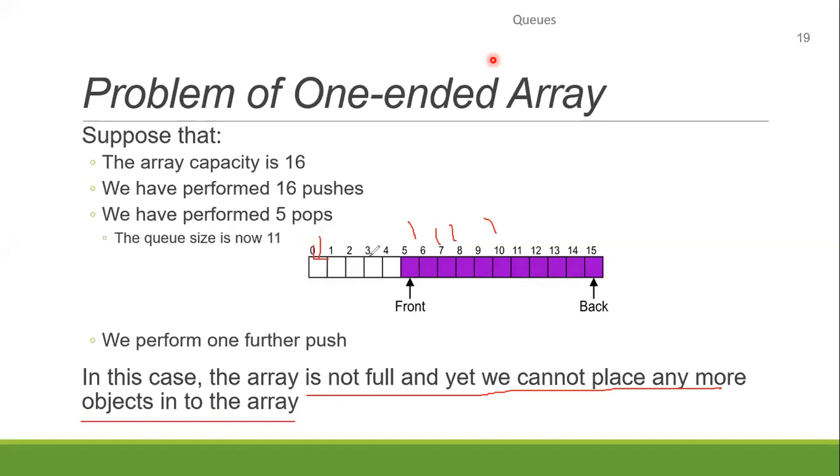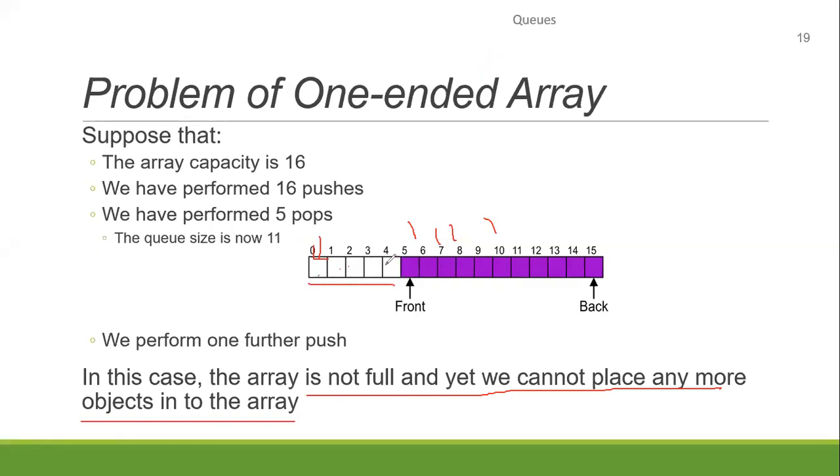We don't have any question. So now let's assume we have an array of 16. What we did was insert 16 elements, so the array is full. And then we performed 5 pops. That means we deleted 5 elements. So what will happen? The first 5 will be deleted: 1, 2, 3, 4, 5.